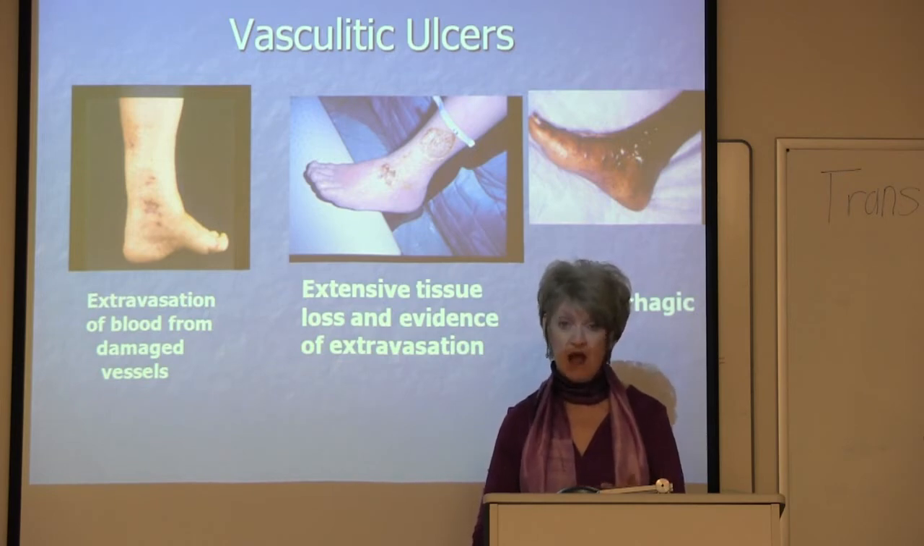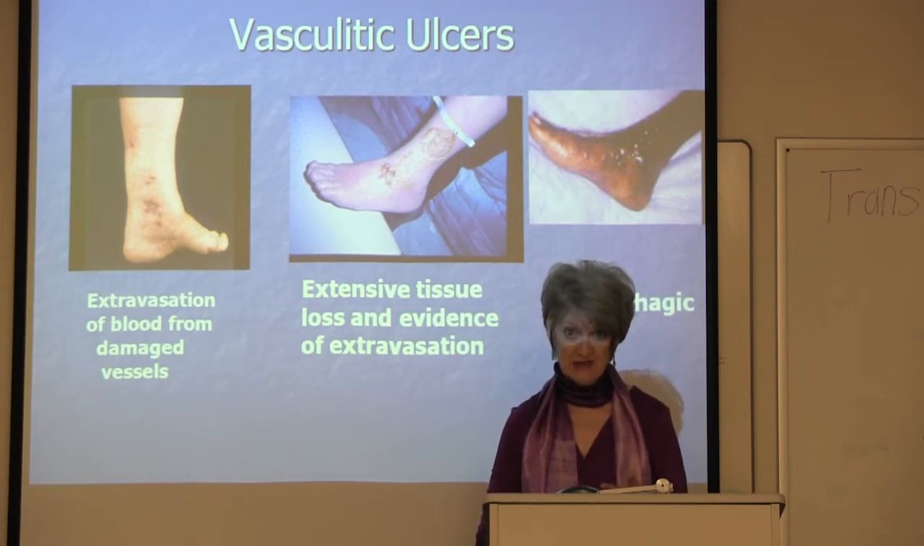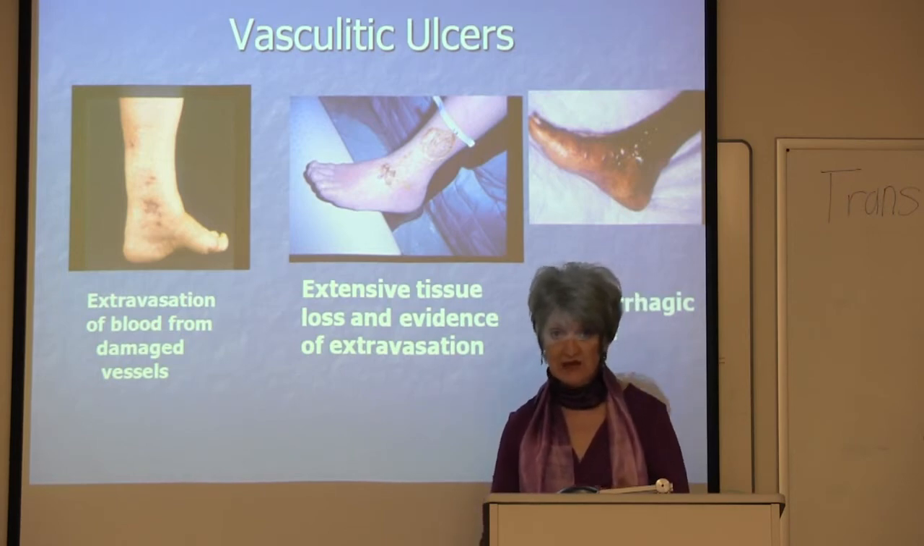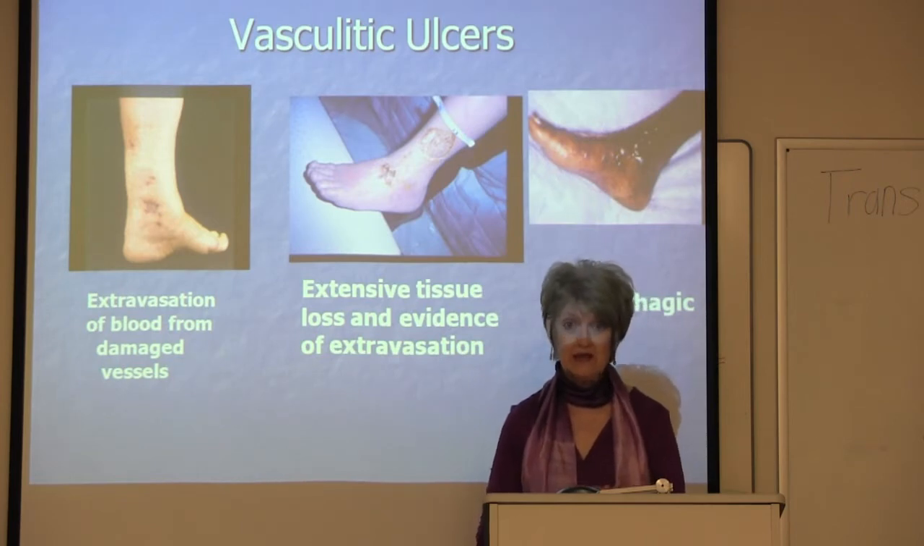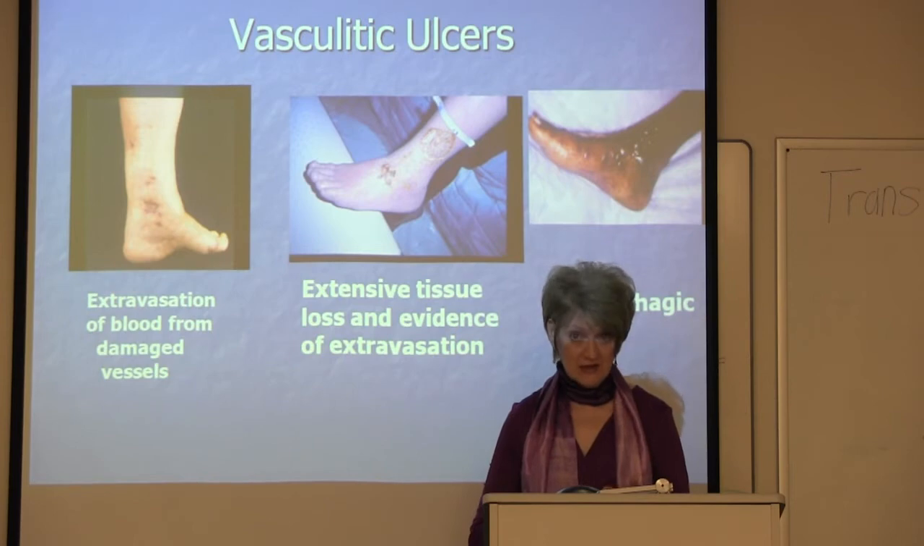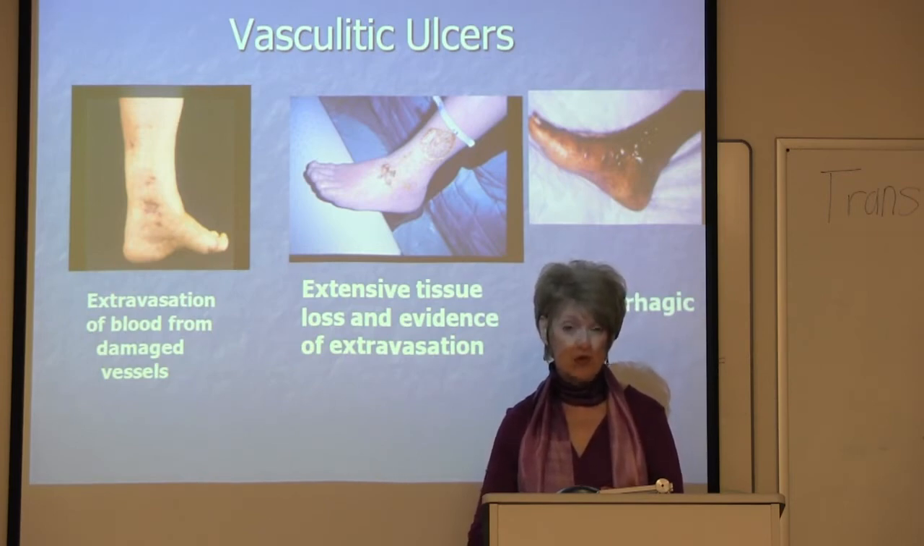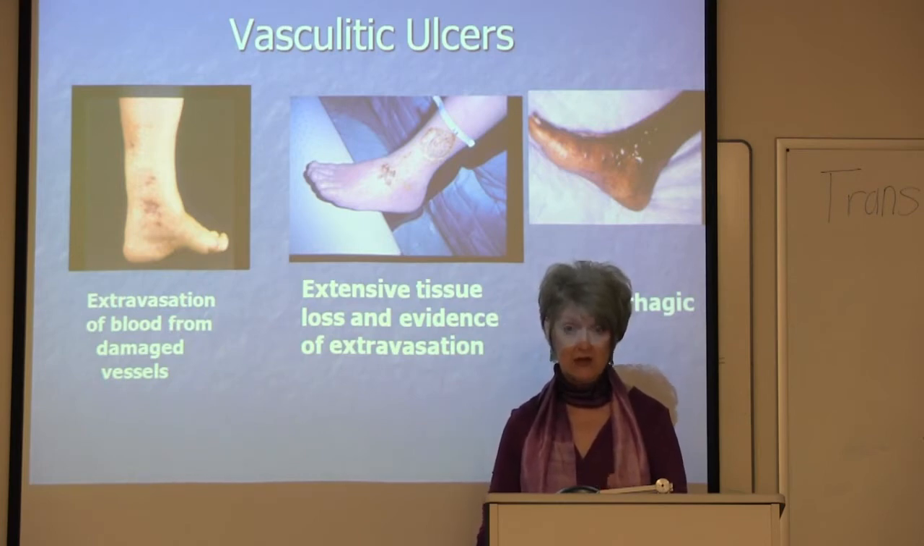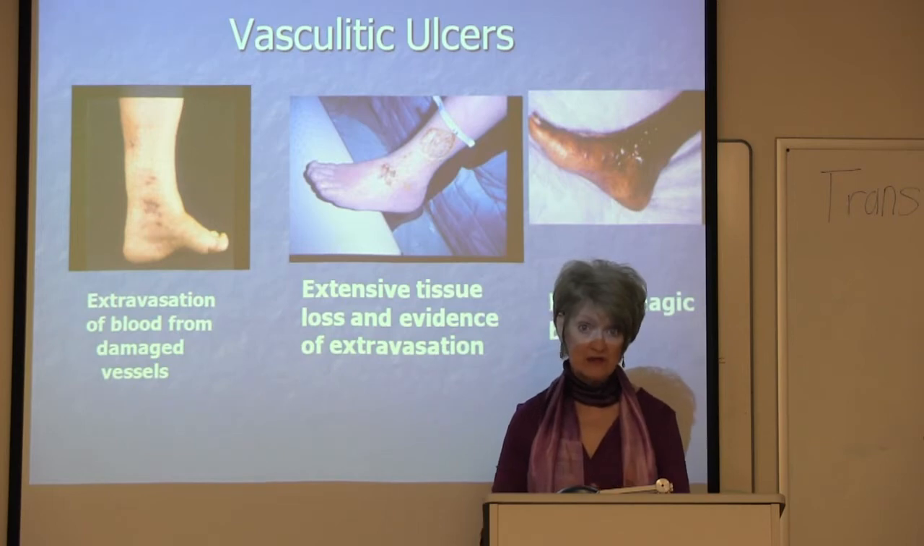Vasculitic ulcers, in contrast, are acutely painful, with pain unaffected by dependency, elevation, activity, or lack of activity. Vasculitic ulcers are typically full thickness lesions, so they have depth, and they usually have a pale wound bed or a necrotic wound bed. So it's pretty easy to differentiate vasculitic ulcers from venous ulcers.